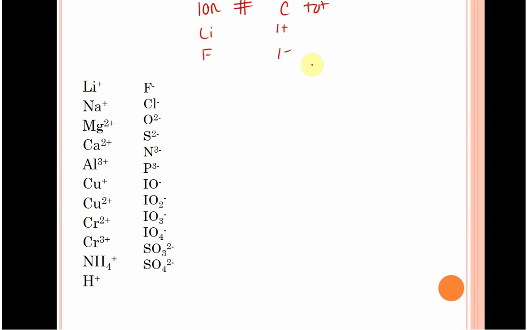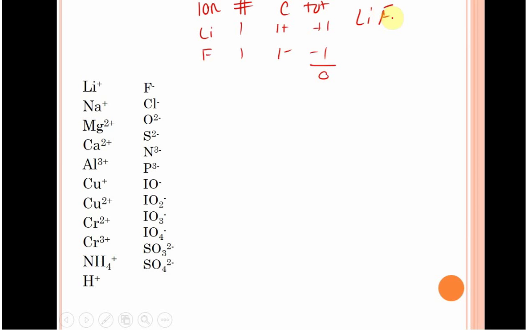So the idea is to make a neutral compound. These have to add up to be zero. And so we just need one of each because technically one and one already cancel. One times plus one is plus one. One times a charge of minus one is minus one. One minus one is zero. And so this is going to be LiF.